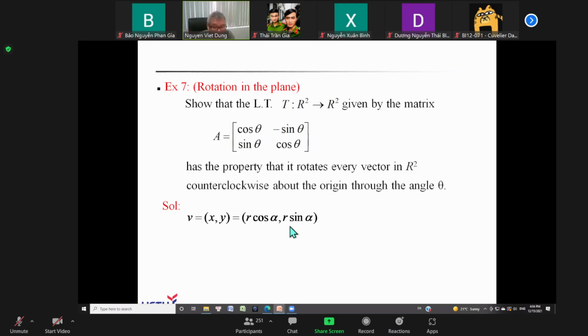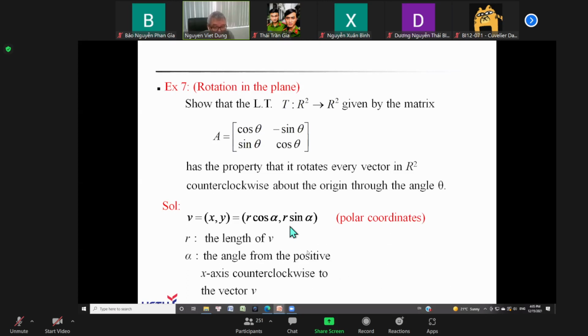So I show you. Suppose that V is given with the coordinates X and Y. We can rewrite it as a cosine alpha and a sine alpha. And that is what we call the polar coordinates, tọa độ cực. And what is a? Here a is the length of the vector. And what is alpha? Alpha is the angle from the positive X axis, counted counterclockwise, to the vector V. Counterclockwise in Vietnamese is ngược chiều kim đồng hồ.